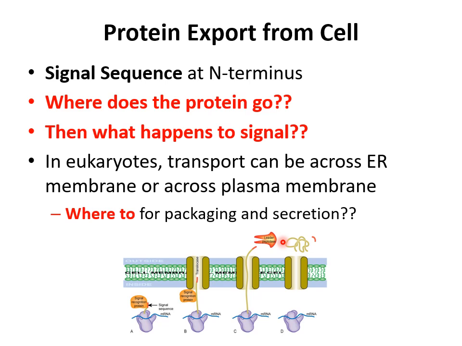Once that protein is outside of the cell membrane, the signal gets cut off by a peptidase. In eukaryotes, the transport can either be across the endoplasmic reticulum membrane or across the plasma membrane itself. And in eukaryotes, you have the Golgi for packaging and secretion. The Golgi apparatus is for packaging and secretion.